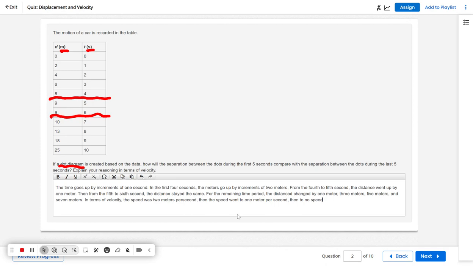Actually, in terms of velocity, it doesn't make sense to go from velocity to talking about speed. So I'm going to change the speed words to velocity. Besides writing 0 meters per second, I put no velocity.